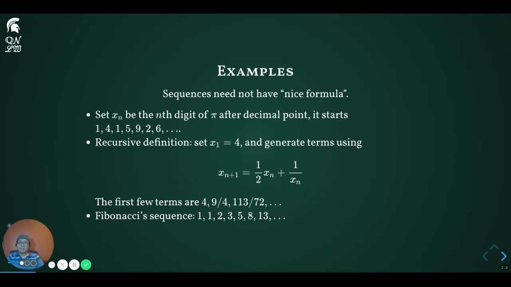The third sequence is another famous recursive sequence. Fibonacci's sequence starts 1, 1, 2, 3, 5, 8, 13, 21, and so on. From the third term on, it follows a formula that the next term is equal to the sum of the two previous terms. So the third term is formed from the sum of the first two terms, giving 2. And the fifth term is the sum of the third and the fourth, giving 5, and so on.